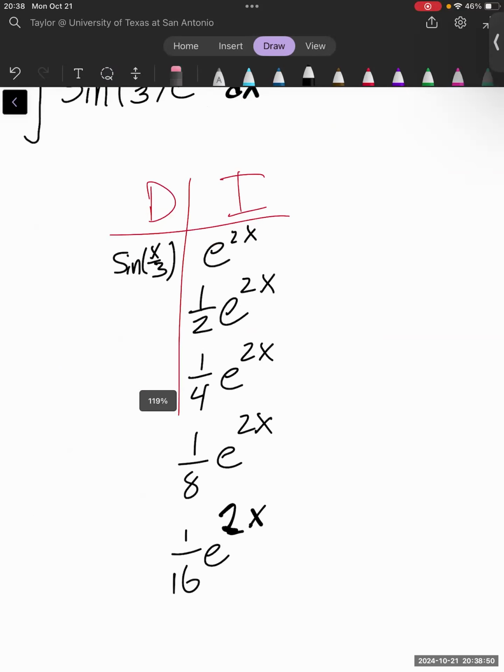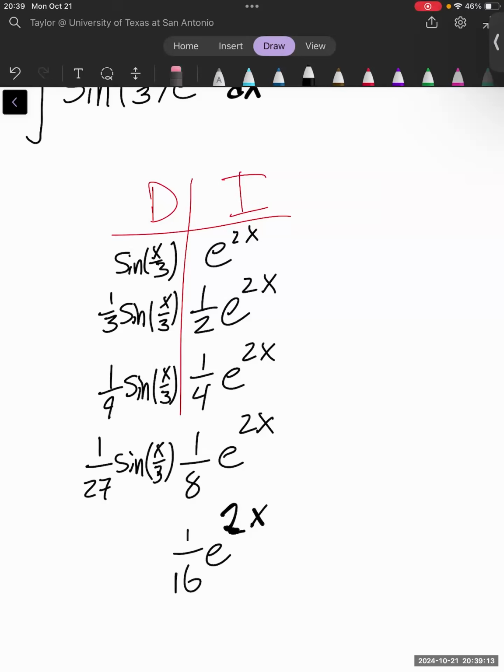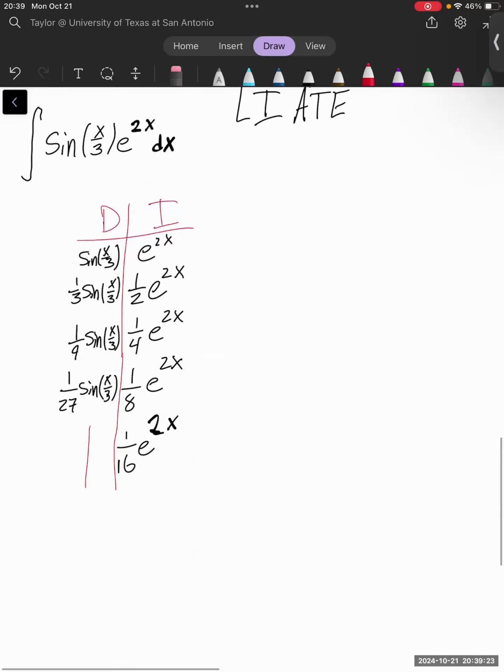All right. And then the derivative of sine x over 3, third sine x over 3, 1/9 sine x over 3, 1/27 sine of x over 3. And then I'm going to stop it right here. Stop our table right here so that I could point something out. We could technically do this infinitely. This could go on forever, and this could go on forever.